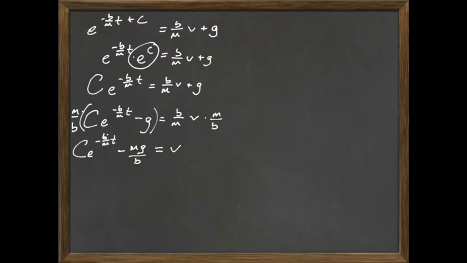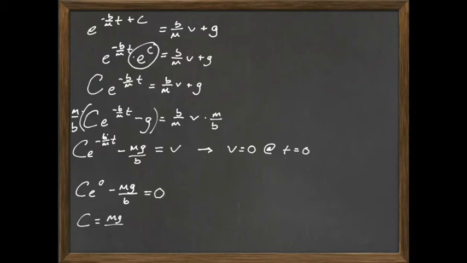So now I have an expression for v. That's not quite good enough because I need to know the constant c. A typical starting point would be if this object came out of an airplane, for example. Typically, the velocity is 0 when the object starts moving, like it's being dropped. If that's true, then c times e to the 0 power minus mg over b is equal to 0, and that means that c is equal to mg over b.